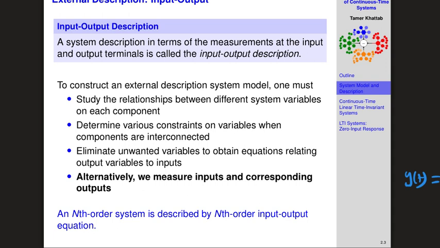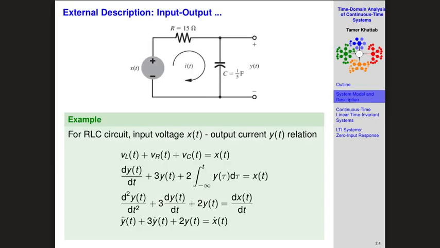Okay? So for this input-output relation, depending on the order of your system, the number of critical components, the number of time-affecting components is represented by the order of that equation. Okay? Any questions about this input-output relation representation?